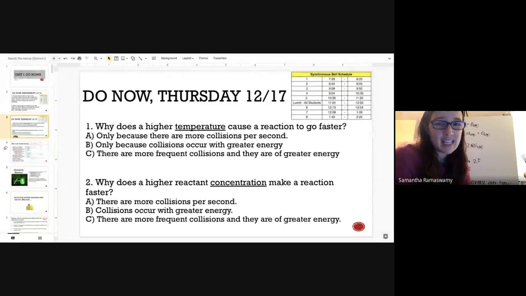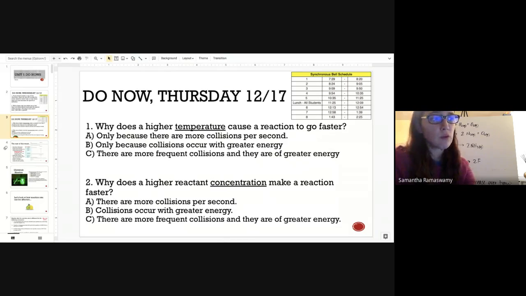Now we're going to be tying things back to collisions like we did with gases. If you think back to when we talked about the temperature of gases, remember that changed the average kinetic energy of the molecules. When we change the temperature, it's still going to be the same thing. We're changing the average kinetic energy. So not only are we increasing the speed of the collisions, meaning how many collisions are happening, we're also increasing the energy of the collisions. Temperature is the only thing that will affect the energy of the collisions.